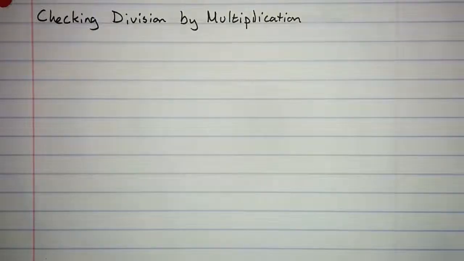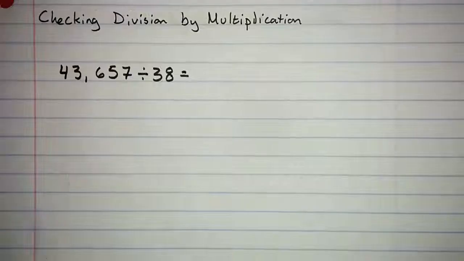Now, division, more than any of the operations we've met so far, is kind of time-consuming and really easy to make mistakes with. So when we've worked a division problem, we'd really like to have a way to check it.